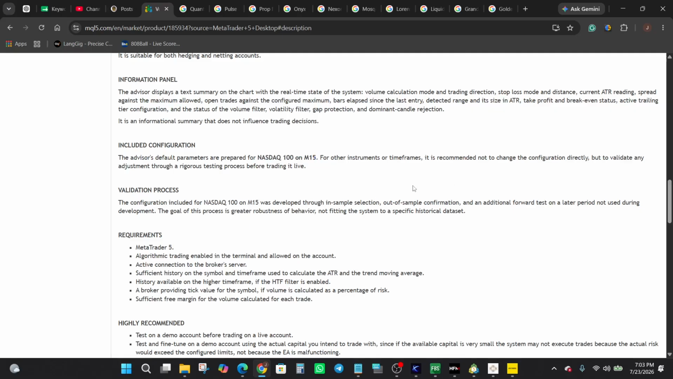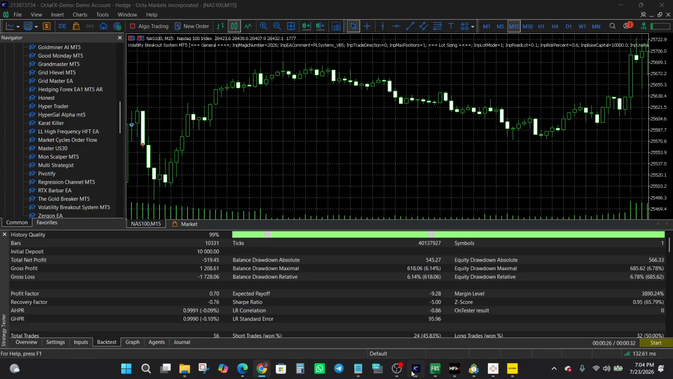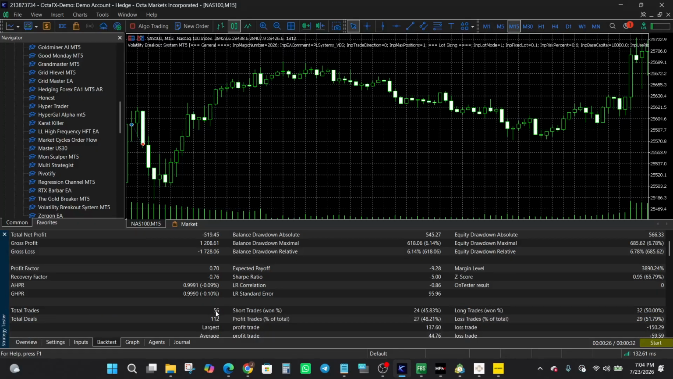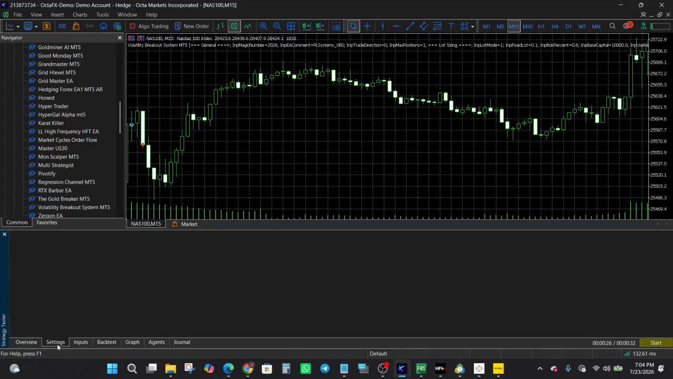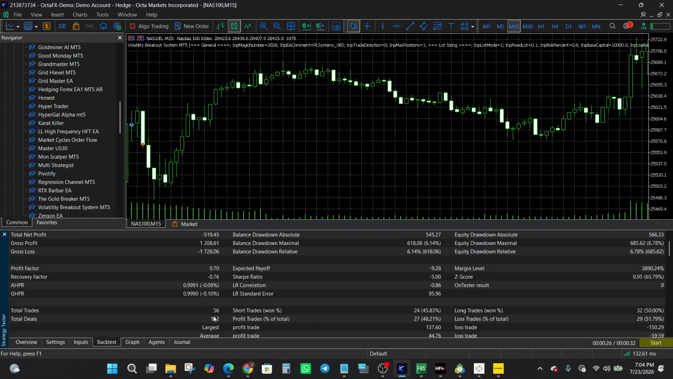Now, let us look at the historical backtest that I conducted. The report shows that the EA completed 56 trades during the testing period, which covered about 6 months and 3 weeks, from the beginning of 2026 till date, around 22nd July 2026, because today's date is 23rd as at the time of recording. So during that period, 56 trades were generated.